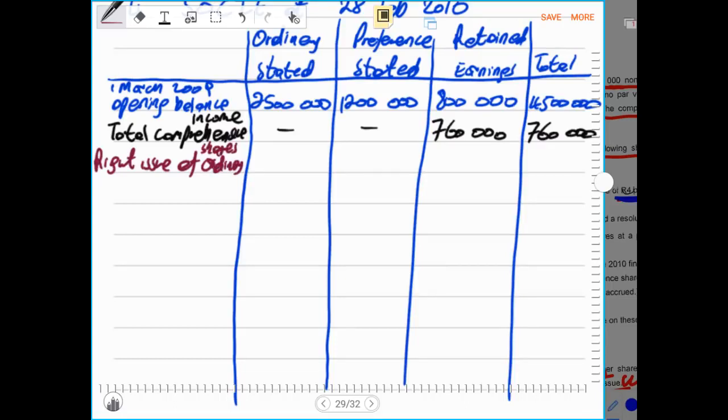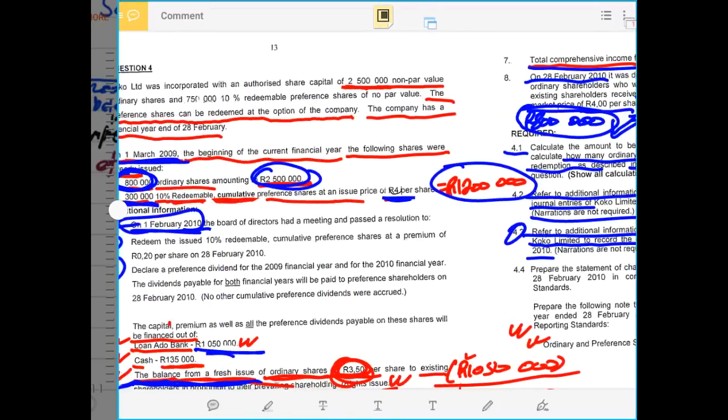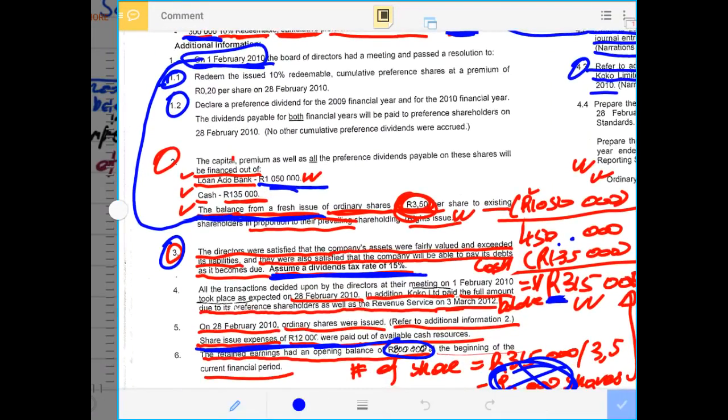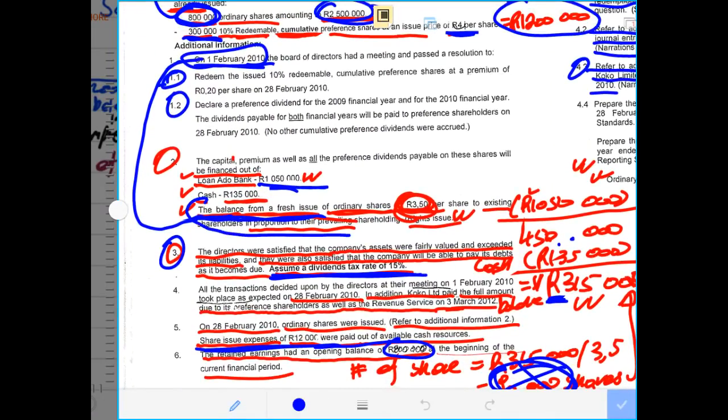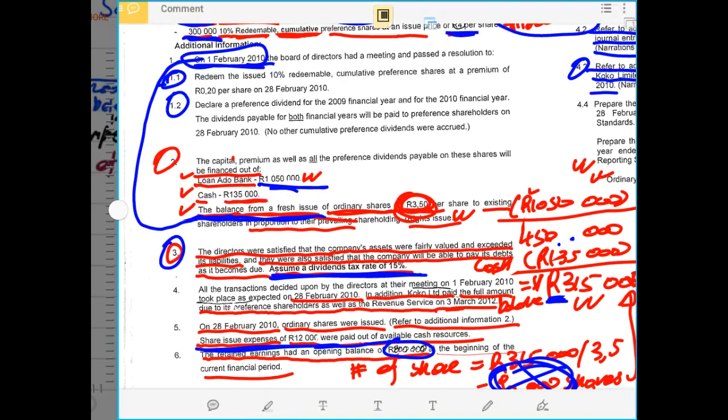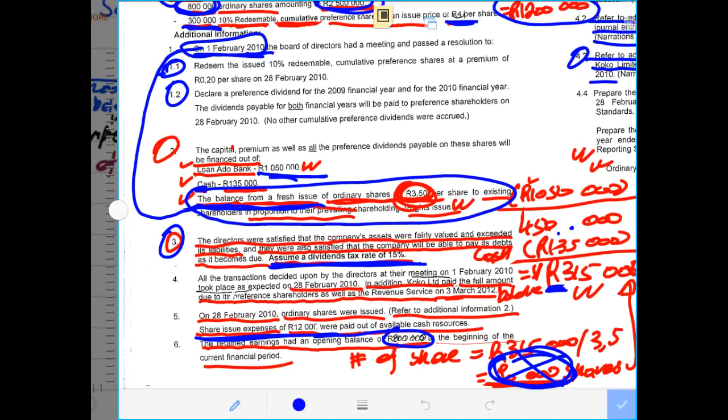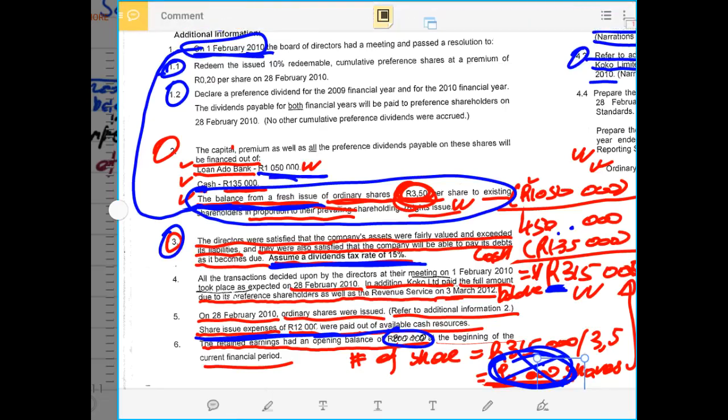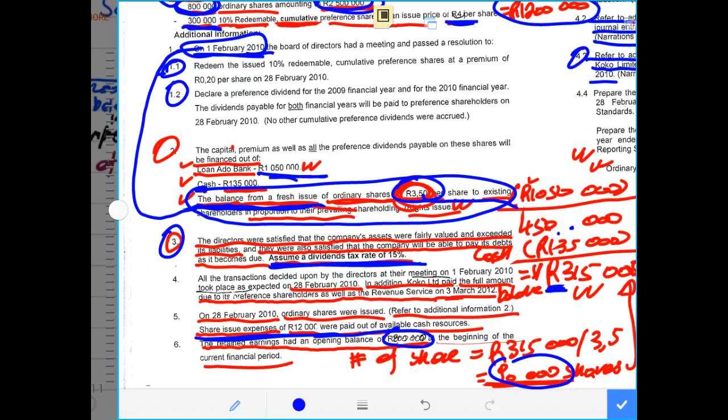The right issue of ordinary shares amounted to 315,000. Remember, there was a right issue that was issued because of the financing of the redemption. This was the right issue where we issued shares, and there were 90,000 of them. We said 90,000 of these shares must be issued at a price of 3 rand 50. We multiplied that by 90,000, and that gave us 315,000.